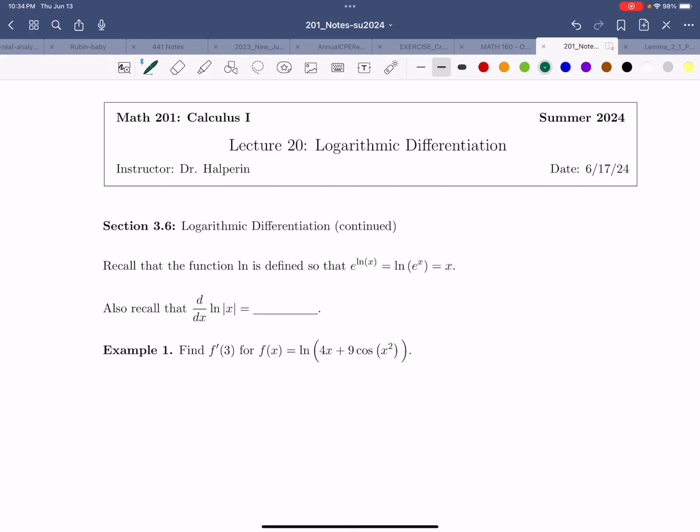Recall that we defined ln to be the inverse function of e to the x, and we quickly showed that the derivative of ln of x, or the ln of the absolute value of x, it didn't matter, was 1 over x. Very, very nice derivative.